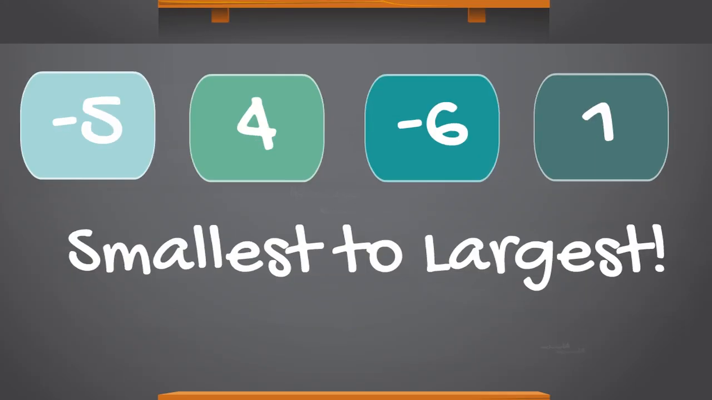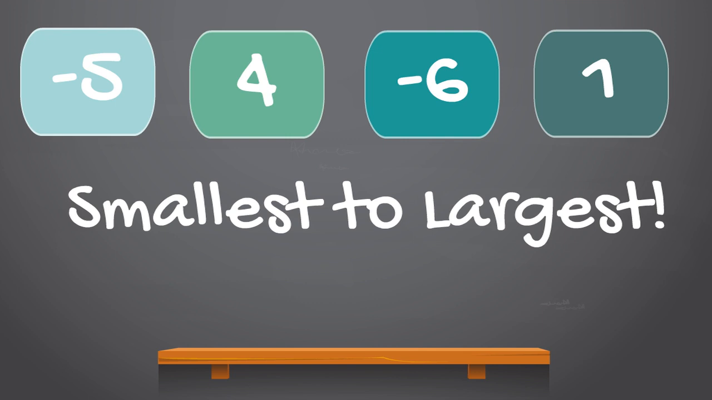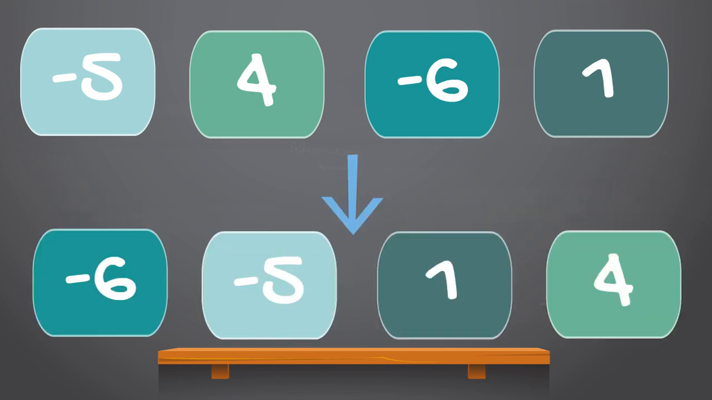Okay, let's get rid of the number line. This time I just want you to place these numbers in order from smallest to largest. Pause the video and give it a try. Well, did you get this order? Minus 6, minus 5, 1, 4. Minus 6 is the smallest, and plus 4 is the largest.